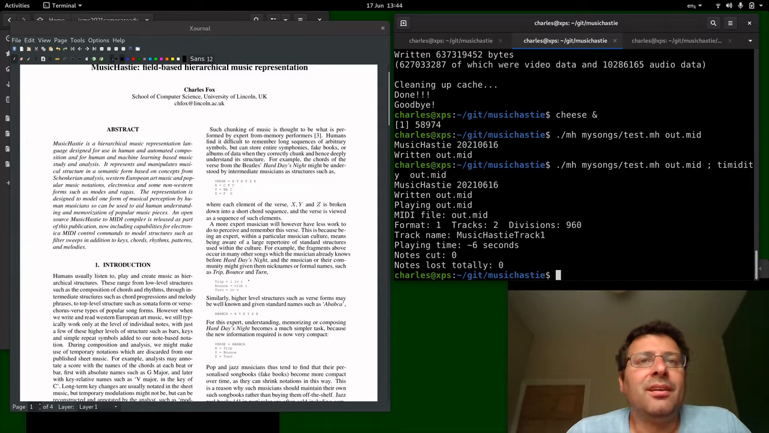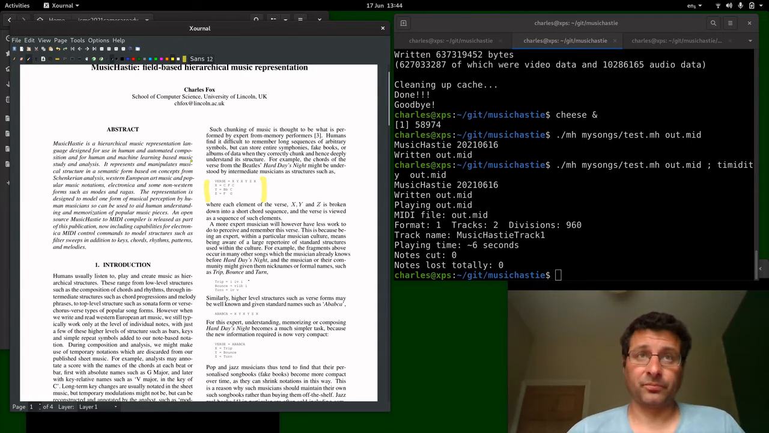For example, let's take a look at a typical pop song form such as Hard Day's Night by the Beatles. You can see in Hard Day's Night you have a verse made up of a certain pattern, X, Y, X, Y, Z, X. Each of those substructures is made up of a short chord progression.